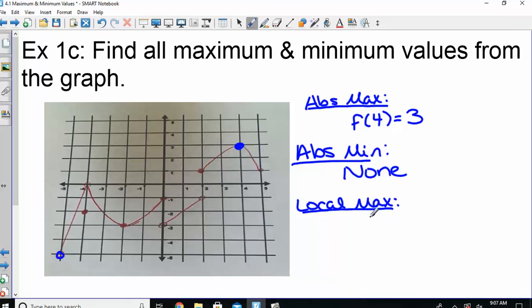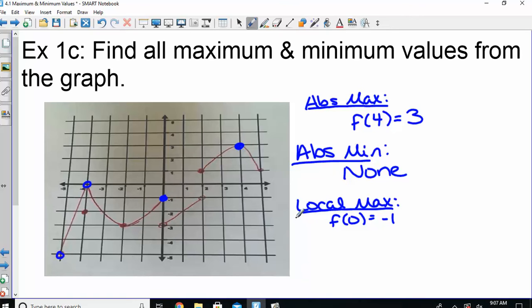So local max. There can be multiple of these. So we're looking for points that are higher than those around them. So I see right here, but what's wrong with that one? It's an open circle, so it doesn't count. Right here, that one is closed. Is it higher than the points on both sides of it? Yeah. So I have a local max at f of 0 equals -1. It's not an endpoint for the entire graph, so it's okay.